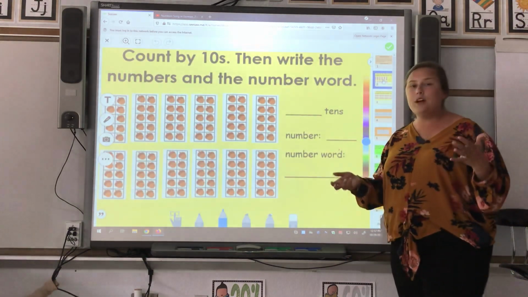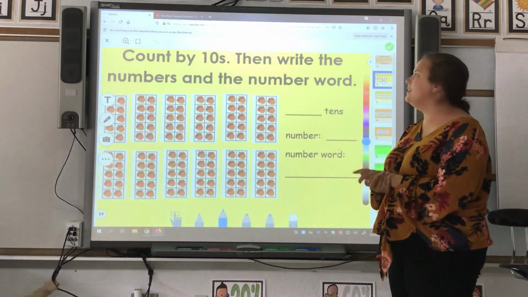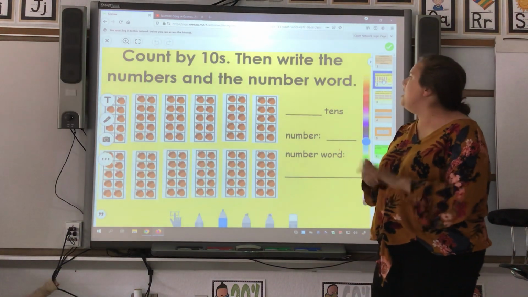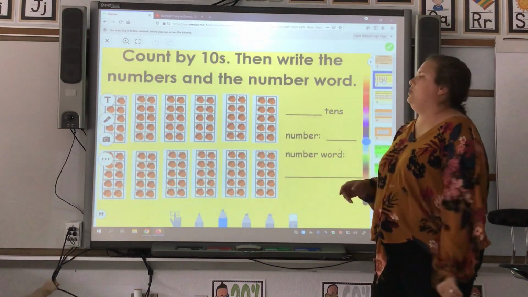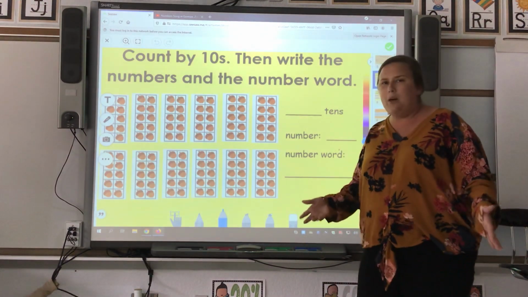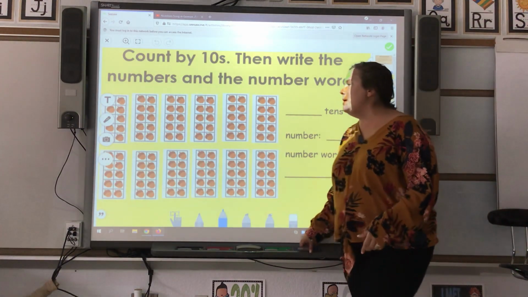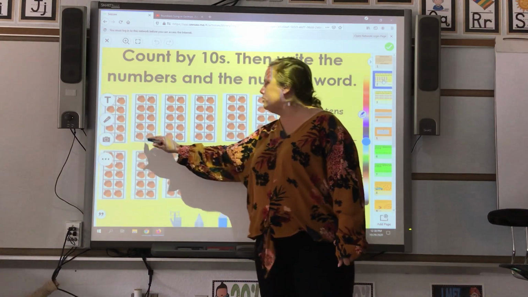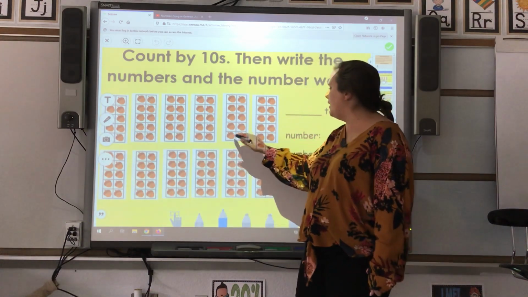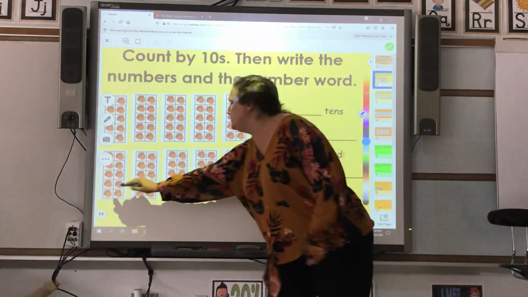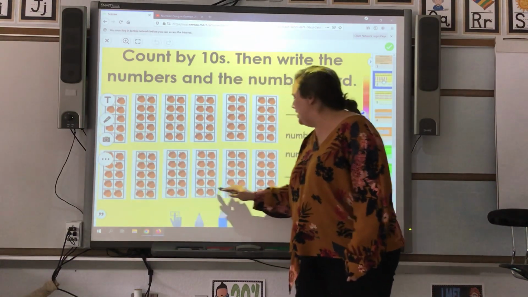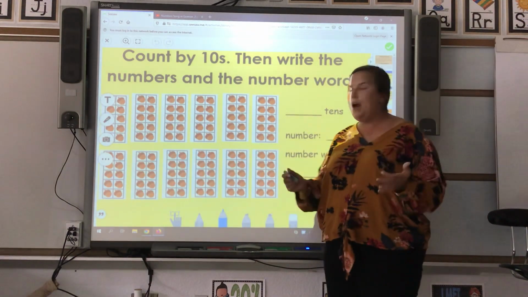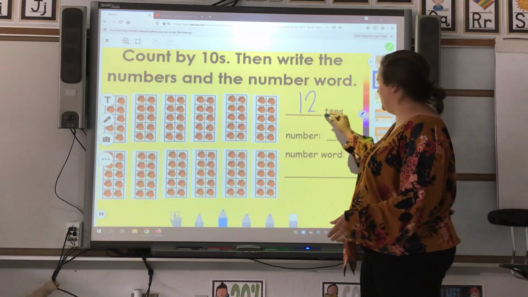Our first one, we've done this before, guys. You know this. Count by tens, then write the numbers and the number word. So first thing we have to do is see how many tens there are. Remember, that just is a whole set of 10. So we have 1, 2, 3, 4, 5, 6, 7, 8, 9, 10, 11, 12. We have 12 tens, 12 sets of tens.